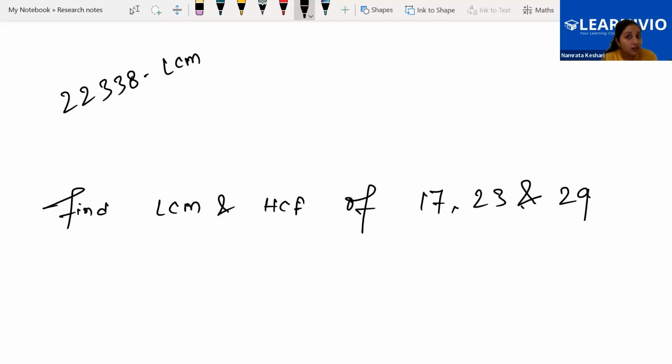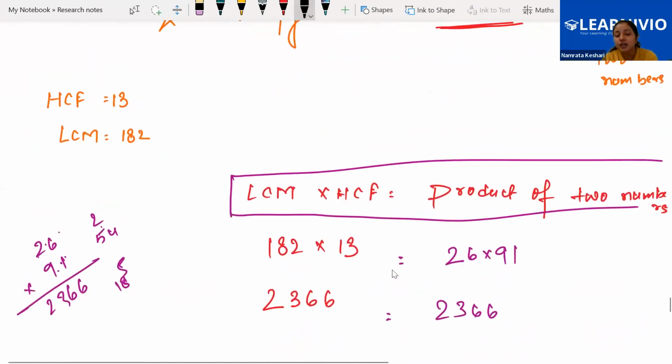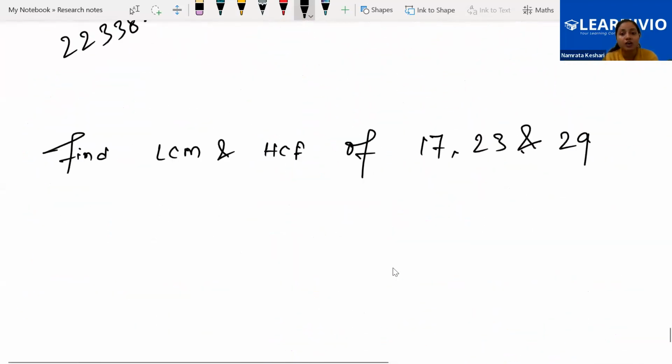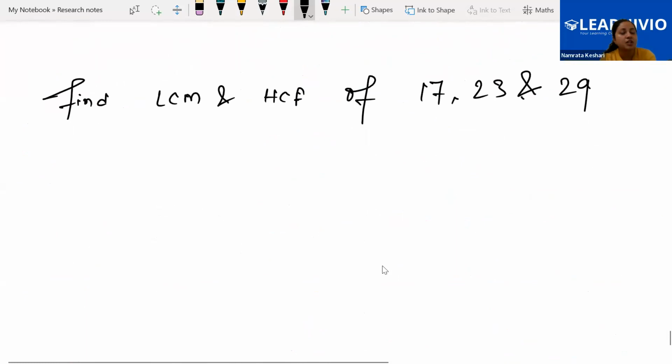Again, I am saying that this formula which we were talking about, this rectangular box one, is only applicable for two numbers. LCM of two numbers into HCF of the same two numbers is equal to product of two numbers. It is not applicable for more than two numbers. Here we can find the LCM of three numbers, we can find the HCF of three numbers, but there is no formula which will be applicable, just like the previous one. Okay, please find it by applying the prime factorization method.